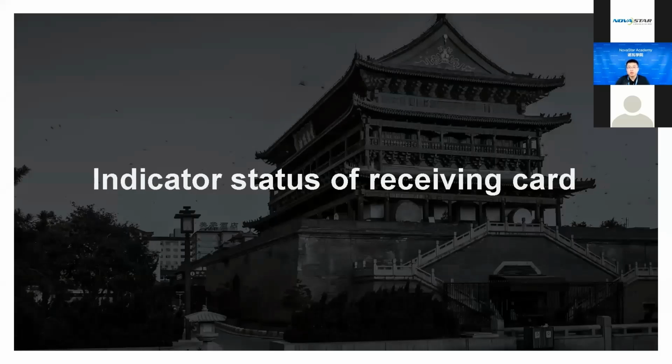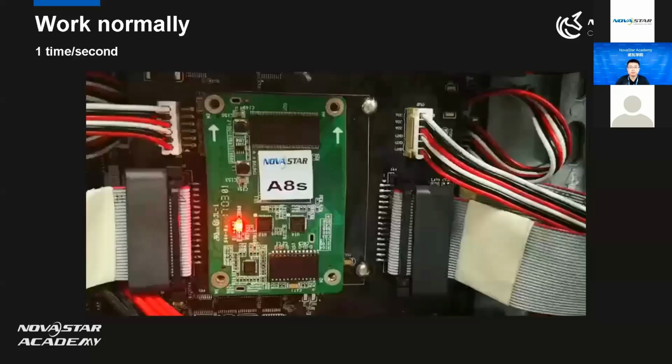So before we go through more details about screen blackout issue, let's see receiving card indicator status first, because different indicator status have different meanings. From receiving card indicator status, we can get a lot of useful information to help us to do the troubleshooting. It's especially important for troubleshooting screen blackout issue. Let's check it out one by one.